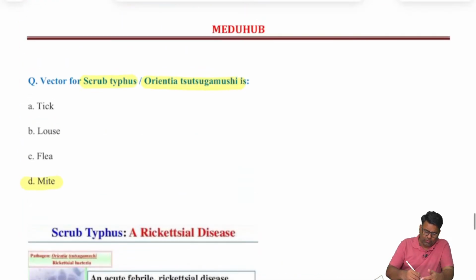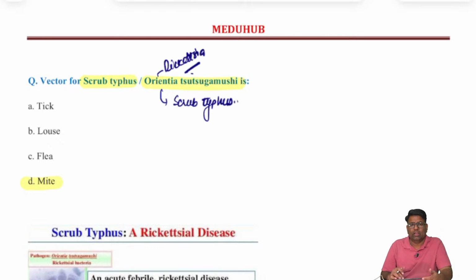And the condition is, of course, scrub. Previously, this is known as Ischia, but nowadays we use the word Orentia.